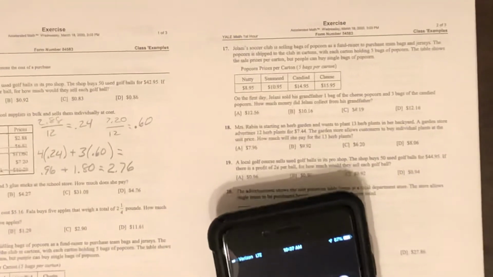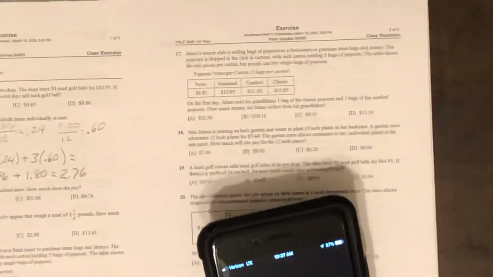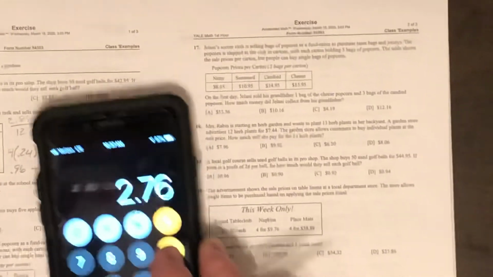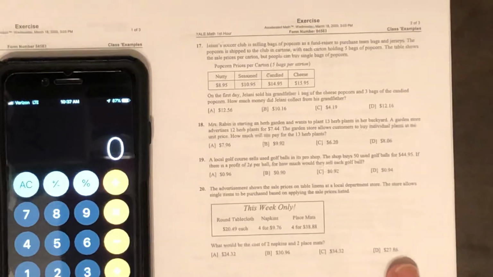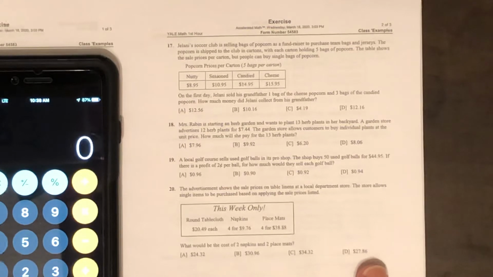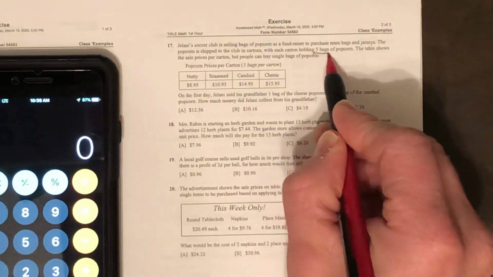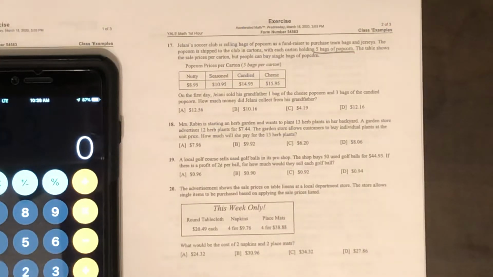Let's slide this over. And we'll take a look at number 17. Okay, number 17, they're selling bags of popcorn. The popcorn is shipped in cartons. Each carton holds 5 bags of popcorn, so that's important. It says the table shows the sale prices per carton, but people can buy single bags of popcorn. So that means we want to find the unit price to find what the price of a single bag is.